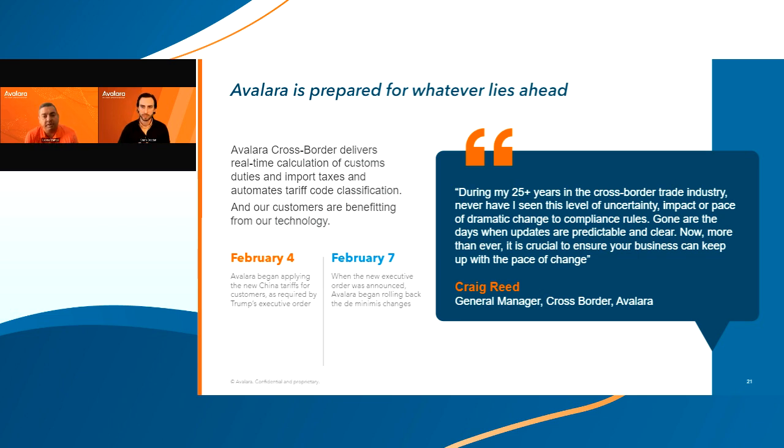Yeah, I think this is sort of the key to success with Avalara. I won't read the quote from Craig, but if you look at what we do every day with tax and duties, and now tariffs for cross-border, Avalara cross-border delivers real-time calculations of customs duties and import tax and automates the tariff classification codes. On February 4th, we began making all the updates for the new China rules put in place. And on February 7th, we stripped them all out to match what was coming in. So our system is designed to provide real-time output, and there are multiple ways to connect. There are APIs. If you're already an Avalara customer using Avatax, this is built in behind the Avatax system, so cross-border sits there natively.